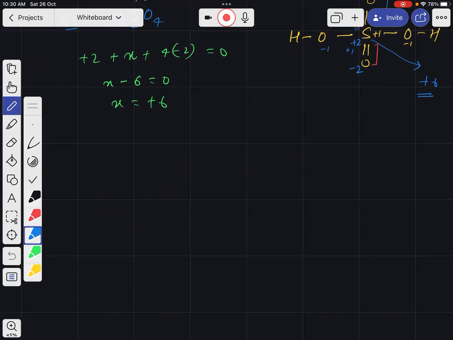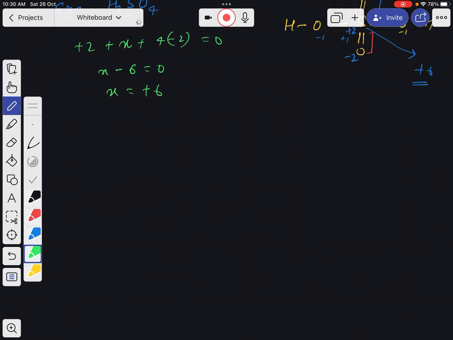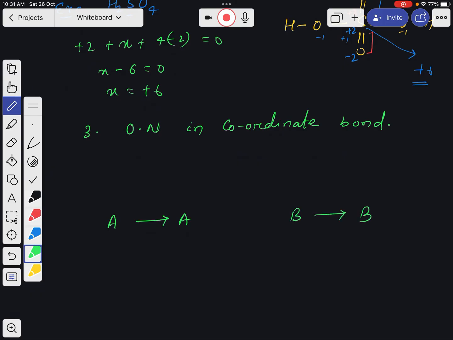Okay, I think we have cleared this concept. Okay, the next point is oxidation number in coordinate bond, or dative bond. Okay, this is the example. If two atoms, we just consider two atoms, A coordinate bond with B. Here the electron pair is given by A and accepted by another A. Coordinate bond is formed between B and B. Coordinate bond is formed between B and A, and coordinate bond is formed between A and B.